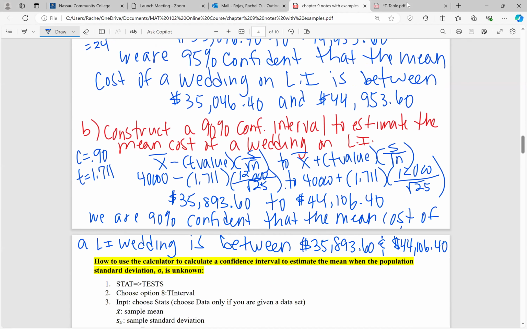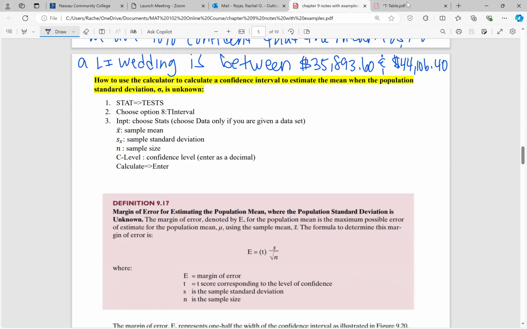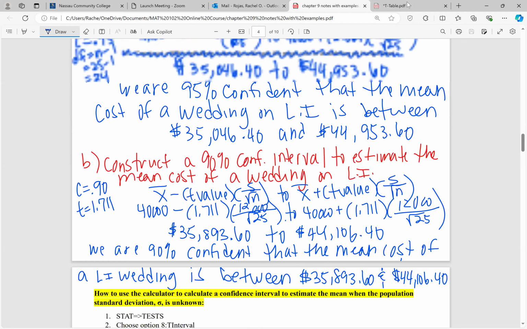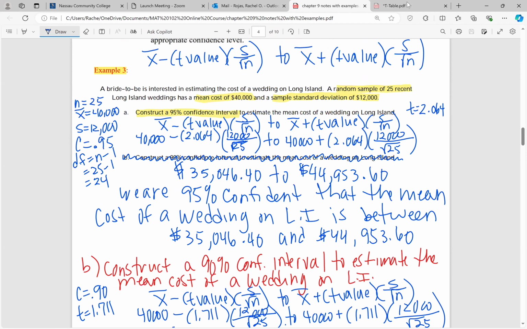So the instructions are right here. They're highlighted. How to use the calculator to calculate a confidence interval to estimate the mean when the population standard deviation sigma is unknown. So we're going to go into stat, and then we have to arrow over to tests, and it's option 8. So we'll do this together, and let's do part A. So we're back to example 3, where we're estimating the mean cost of a wedding. And here's the stats that we're going to need to enter into the calculator. So let me go over to the calculator. So let me just share my screen.